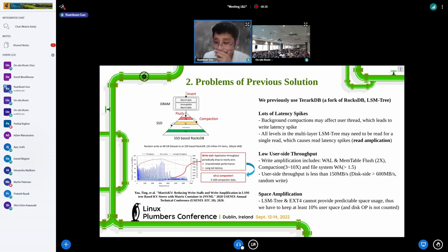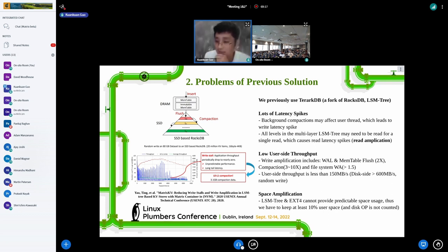We observed three main problems from TerarkDB. The first one is there are too many latency spikes, which we cannot accept. The reasons are that background compaction sometimes costs too much disk bandwidth, and we cannot precisely control when and how the compaction happens. So the user thread may be blocked by the background compaction. Besides this, the read also has its problem, because a single read on an LSM tree could possibly need to read through all levels, which means high read amplification. This is the first problem.